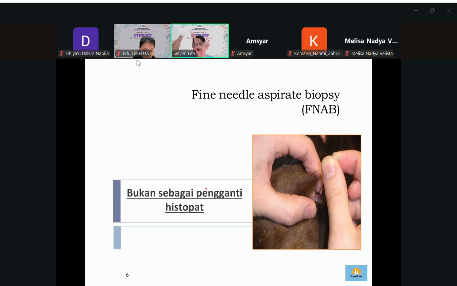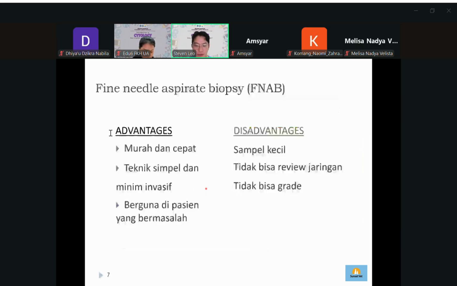Because with the biopsy, you can imagine this is the cell, and with FNA you just stick the needle in and get only a few cells. It's not the whole part. Remember the term: the bigger the better the result. So we want to get the whole picture.